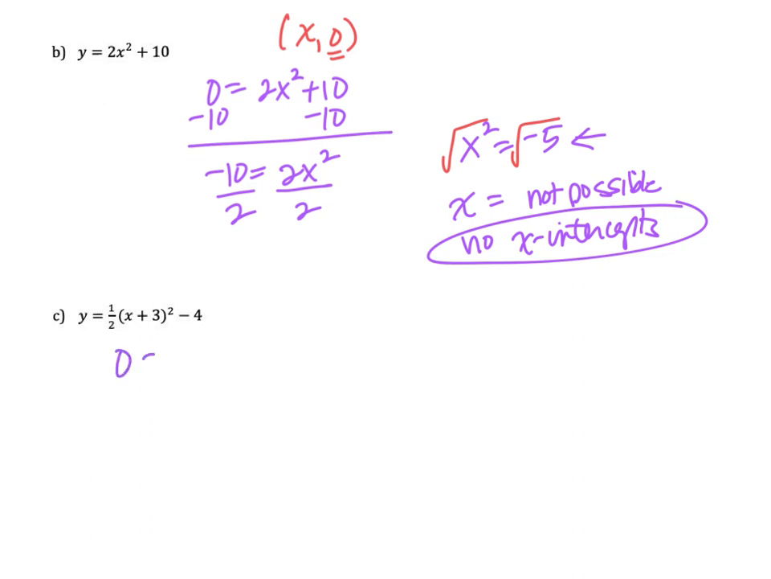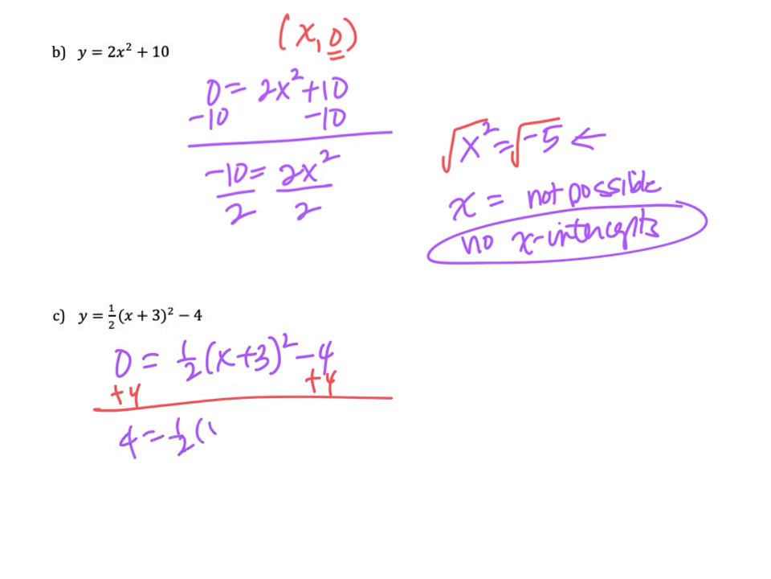Okay, the last one, if you plugged in your 0, then the first thing you did was add your 4 to both sides. So you got 4 equals 1/2 times (x plus 3) squared. Then you still needed to isolate by multiplying by 2, right? If I multiply by 2, then my 1/2 cancels. So 2 times 4 is 8.